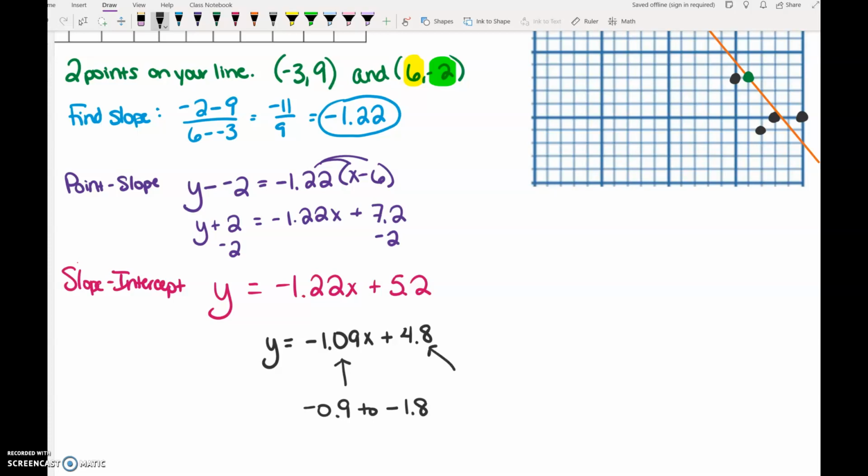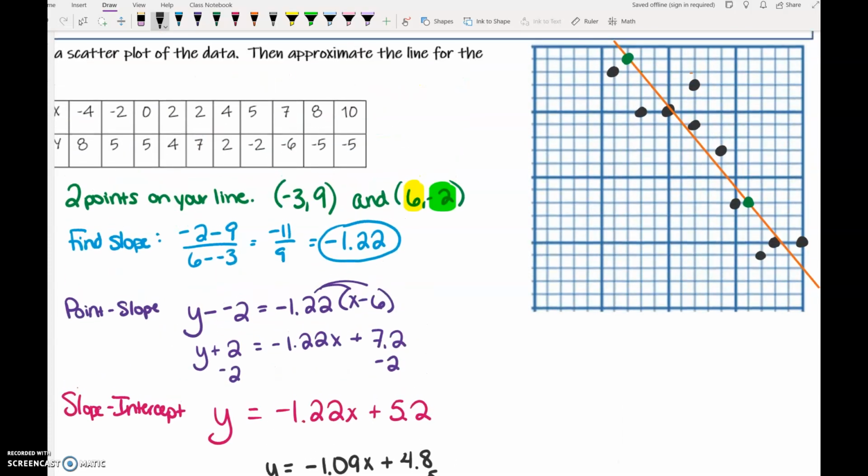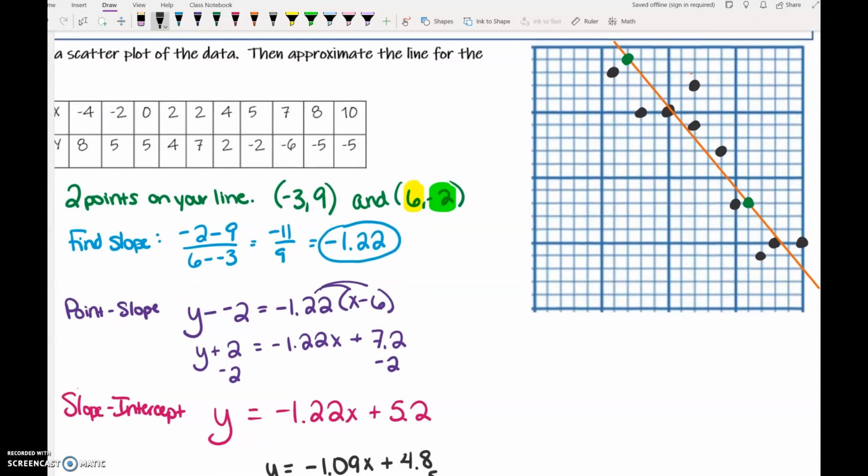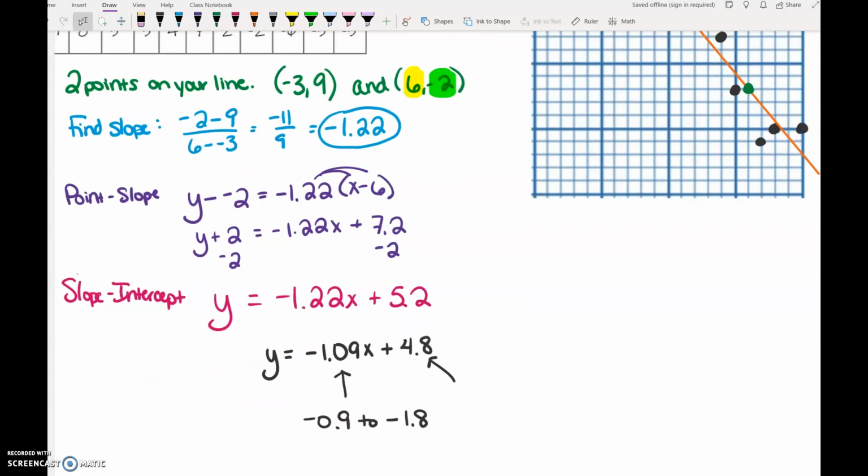If your y-intercept is anywhere between, I'd say 3 to 7, you have a good y-intercept. So look at your line. Is your slope somewhere in between negative 0.9 and negative 1.8? Is your y-intercept somewhere between 3 and 7? Then you've got a good line.